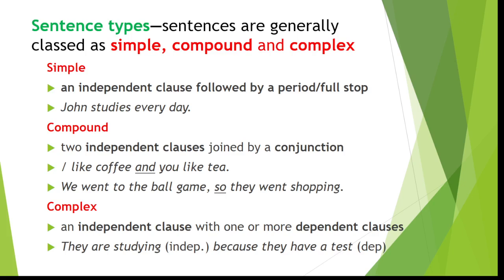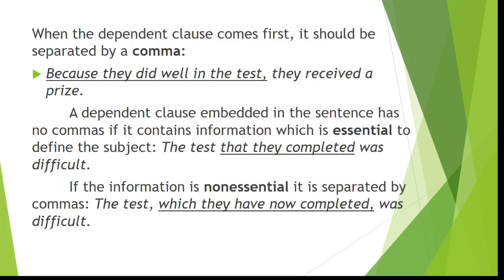Complex: an independent clause with one or more dependent clauses. They are studying, because they have a test. When the dependent clause comes first, it should be separated by a comma. Because they did well in the test, they received a prize. A dependent clause embedded in the sentence has no commas if it contains information which is essential to define the subject. The test that they completed was difficult.